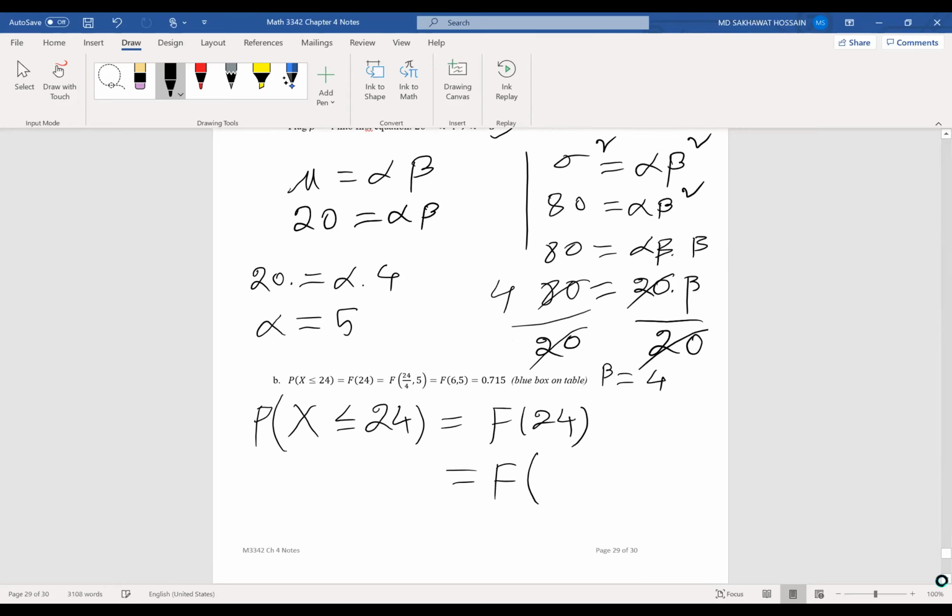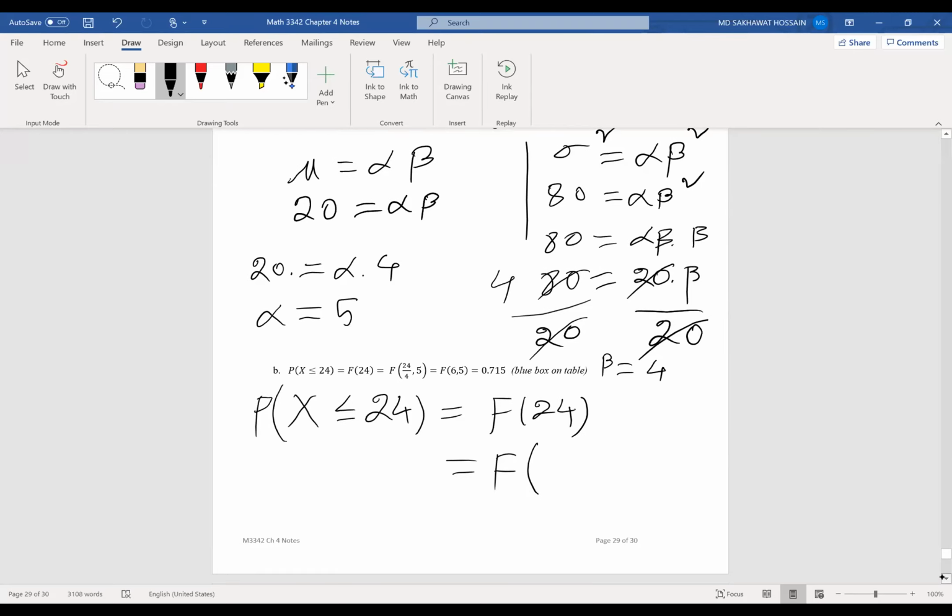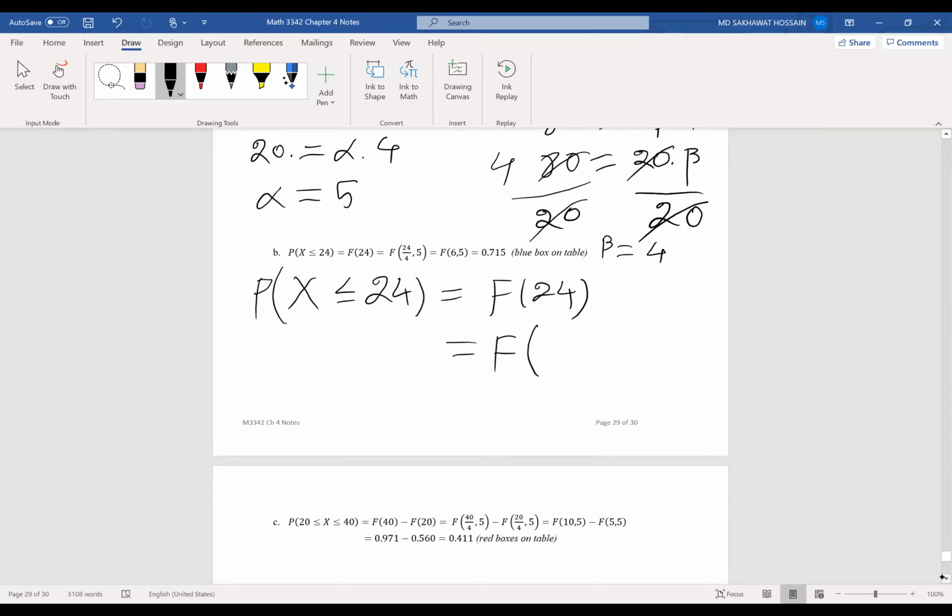Okay, so when you use the table, you have to be very careful. The table which is given is for beta equal to 1, but here our beta is not 1, beta is 4. And F(24) means 24 over 4, because it is x over beta, x is 24 and beta is 4. So that's why we have 24 over 4. And alpha is 5. So it will be F(6, 5).